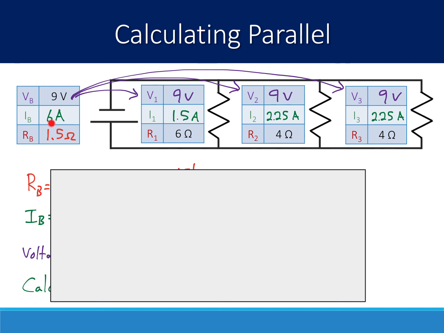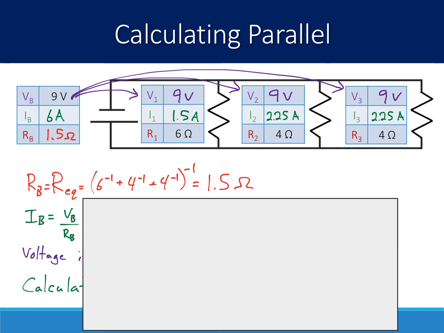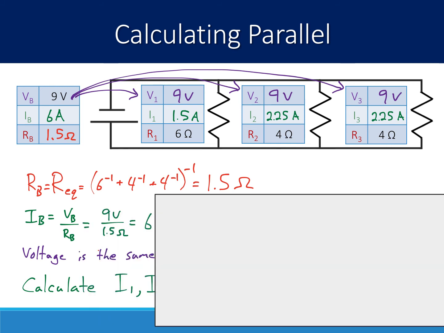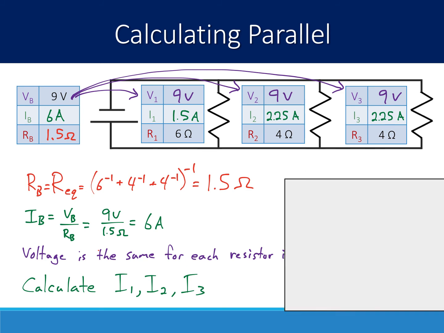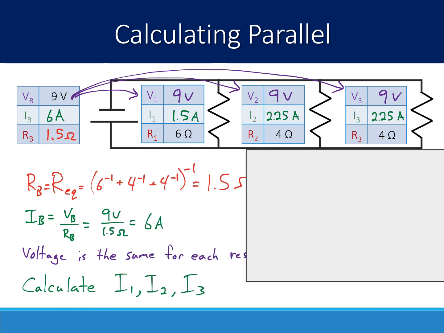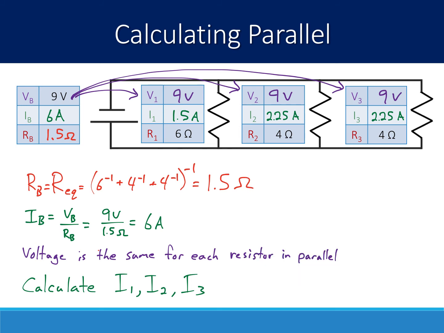I was able to find out what the current is that's coming from the battery because I could find the equivalent resistance of all these resistors. To do that, I first needed to use my inverse addition rule. So once I do that, I find the reciprocal, and then I know that that's 1.5 ohms. Now I can find out how much current is coming out of the battery by using the voltage for the whole system and dividing that by the equivalent resistance. That then gives me the current.